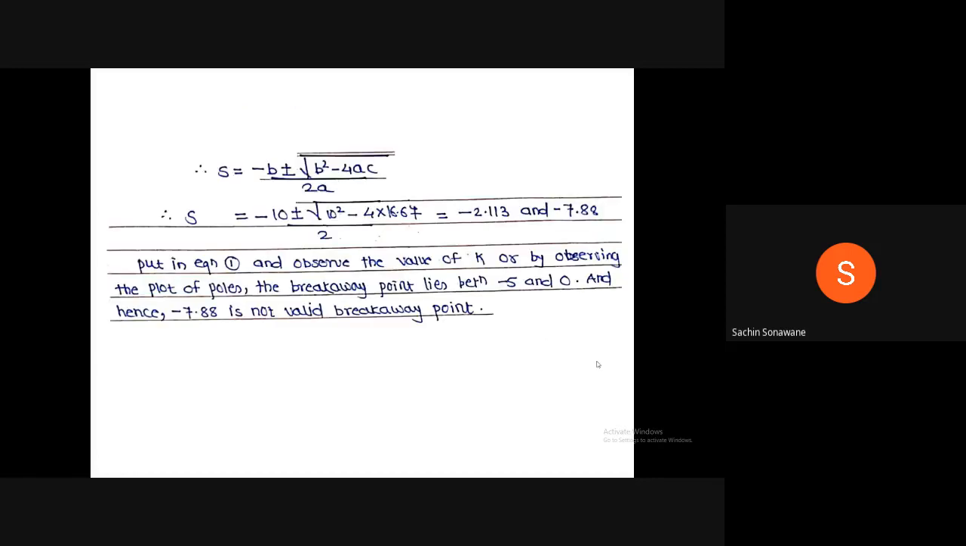Therefore we have to find out roots of this quadratic equation. We are getting s is equal to minus 2.113 and minus 7.88. Now of these two values, we have to select only the one which is lying in the root locus region. Therefore this minus 2.113 lies in the root locus region, so we will consider minus 2.113 as the breakaway point, because this minus 7.88 lies in the no root locus region.